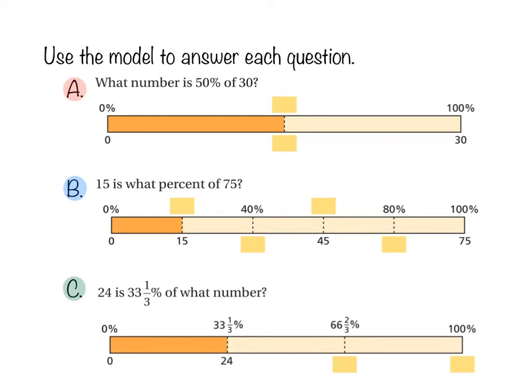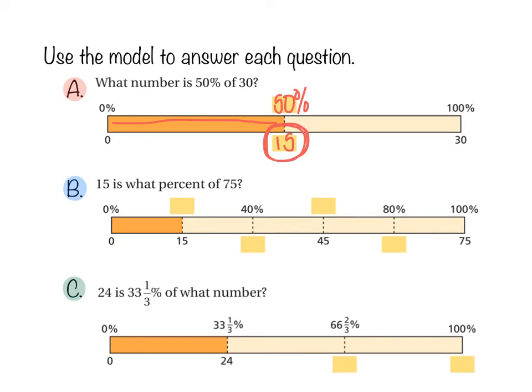So part A says, what number is 50% of 30? Well, one way of thinking about this problem is thinking that 50% would be halfway between 0% and 100%. So if 50% is right in the middle, if it's half, right, we know 50% is half, they've shaded half of the bar, then what number would be half of 30? And that number is 15. So that's one way you could think about these problems. So our answer for this one, when it says what number is 50% of 30, would be 15.